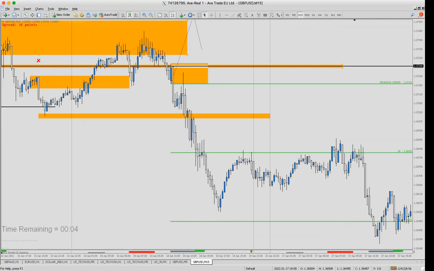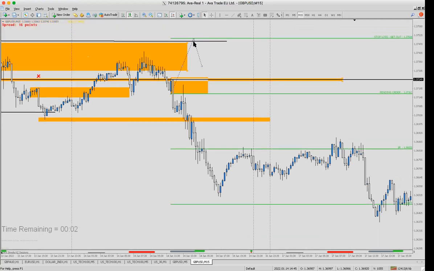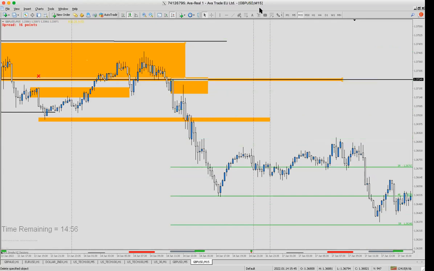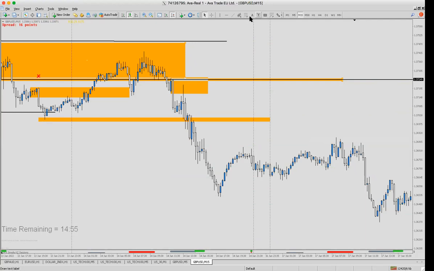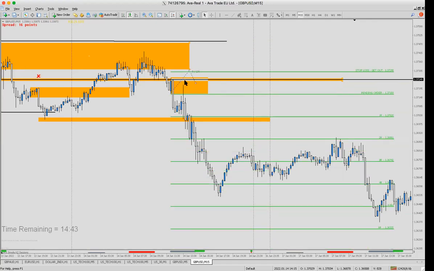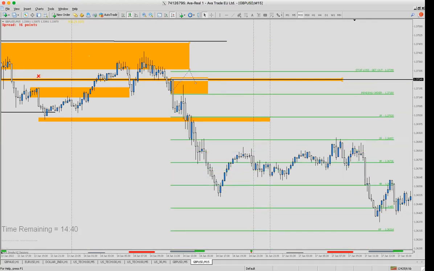Okay, but let's say you didn't have a 33 pip stop loss. Look what happens if you lowered your stop loss, because we've refined our entry here. So now you're talking, say, a 15 pip stop loss.